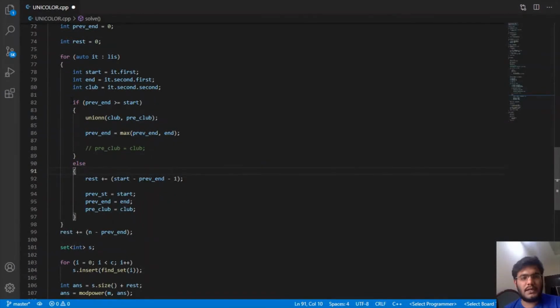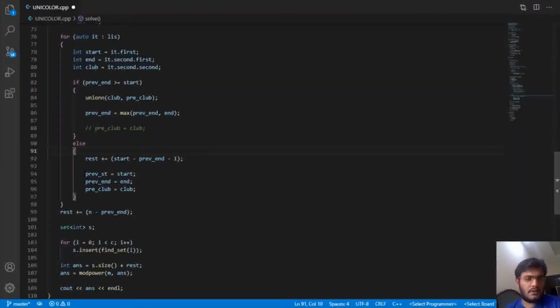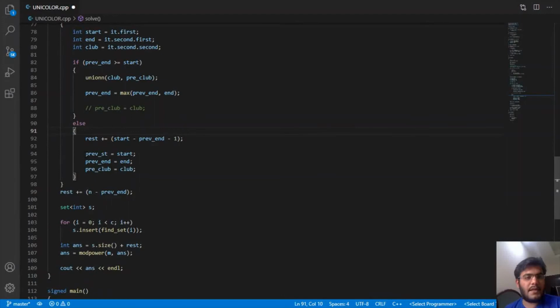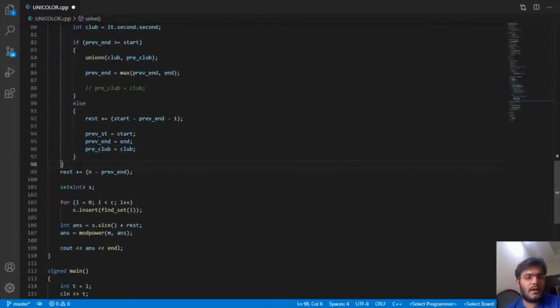Now if these two intervals are non-intersecting, then we need to add to rest the number of elements in between these two intervals, because these are the elements which are not in any sort of interval. So these are clubless. And if it is not intersecting, we need to update our variables, the previous start, previous end and the previous club. Now, as we have already discussed, we also need to add this particular term, which is n minus previous end, because these elements are not in between any two clubs, so they need to be added extra.